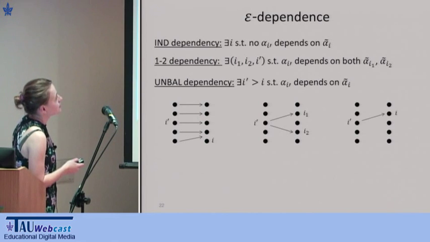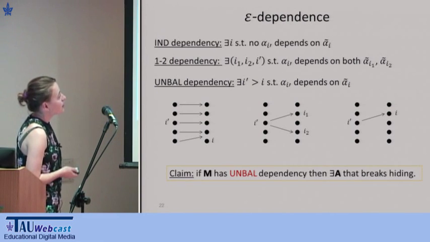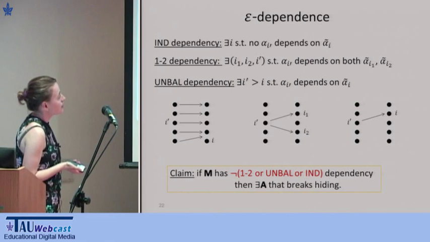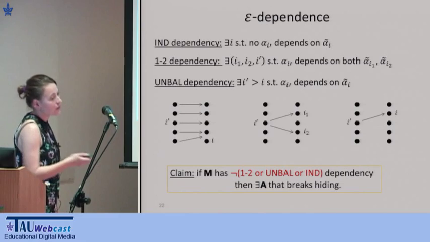The third one is if I have unbalanced dependency, if I have a coordinate on the right that is bigger on the left, it also will break hiding. And the one that is left is what if it's neither of those, it will also break hiding.